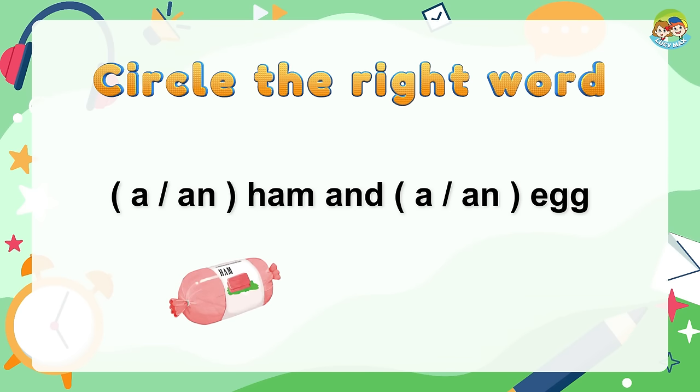An ham. Ham begins with a consonant, so we circle a ham. Egg begins with a vowel, so we circle an egg. A ham and an egg.